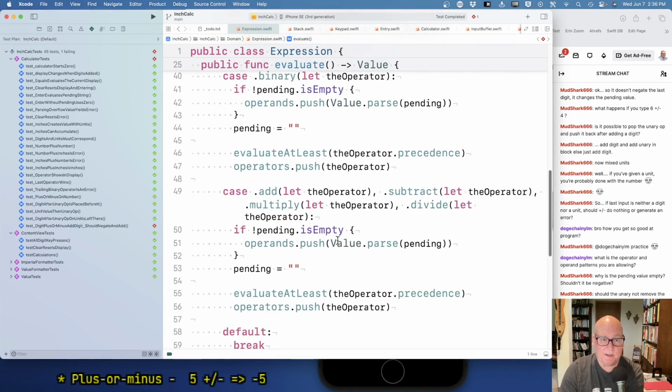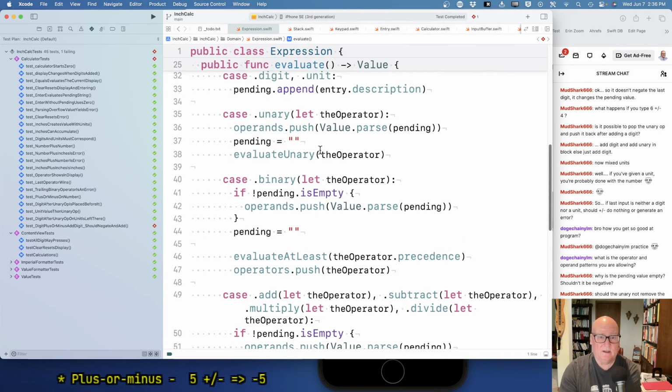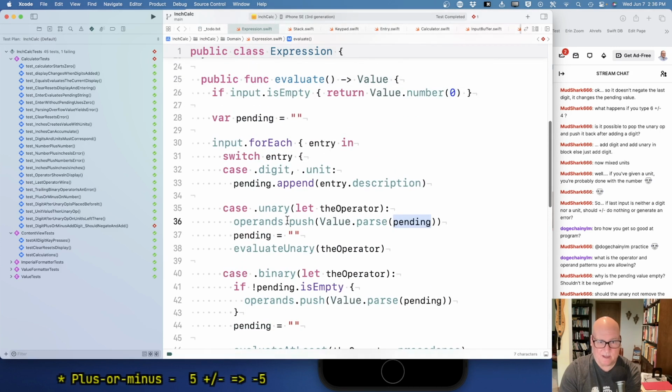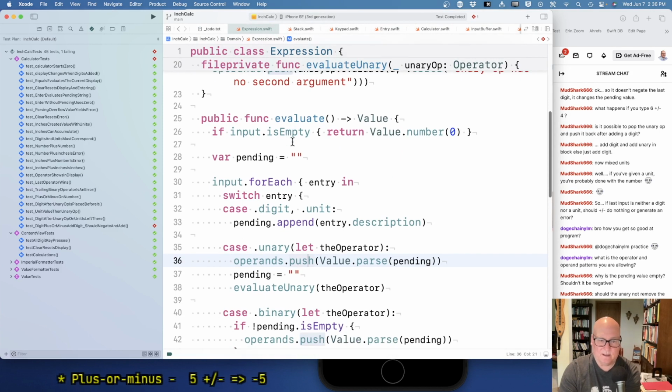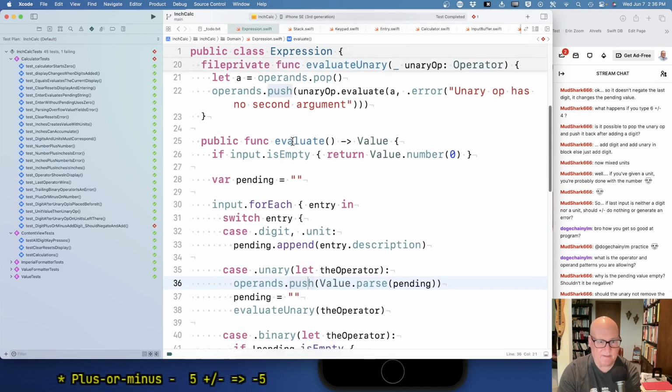Unary does remove the pending, and it should, I think, because it's got to process that value. So it needs to gather all the characters into a number, 472, make a number, and then negate it to do its job. Now, I don't know that we have to push it and then pop it and then push it again, but I think we can inline that and improve it.